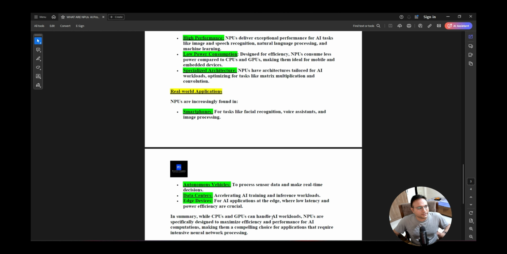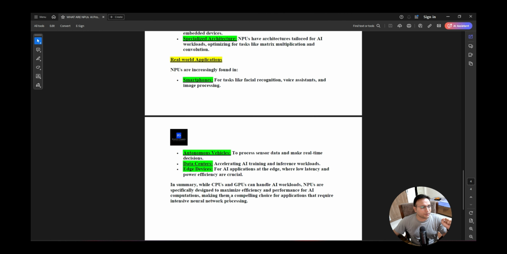Now, real world applications of NPUs: smartphones, autonomous vehicles, data centers, edge devices. These are not only devices, they are real world use cases. In smartphones, for tasks like facial recognition, voice assistance and image processing, we can use the NPU. In autonomous vehicles, it processes sensor data and makes real-time decisions. For example, if you are running a vehicle on a road, whatever the sensors detect gives data feeds that have to be identified, and accordingly immediate action is taken by the brain. That comes under the NPU level.